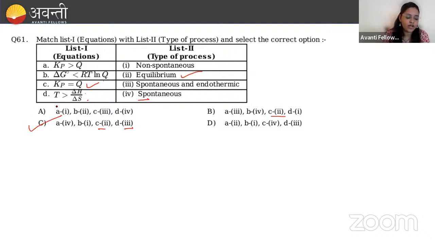Yes, answer will be what? C. Any doubt in this? Please remember Kp is equal to Q, that is, the equilibrium constant becomes equal to the reaction quotient.